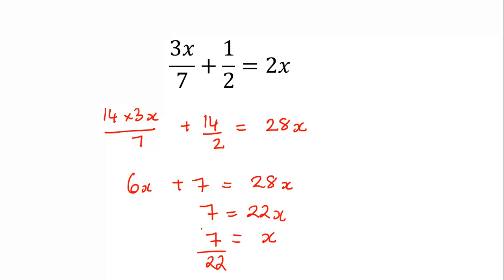I'm not going to convert that to a decimal because it's going to give me a recurring decimal. I'm going to leave it as 7 over 22.